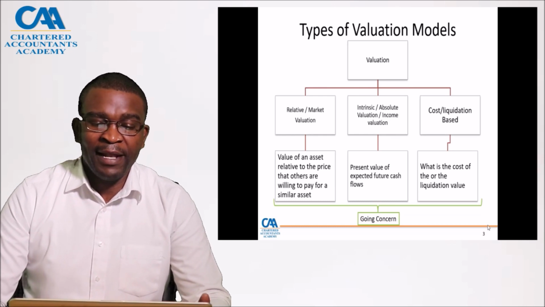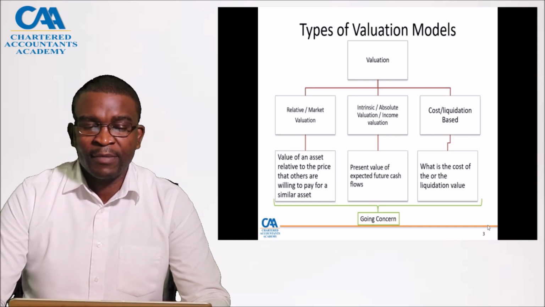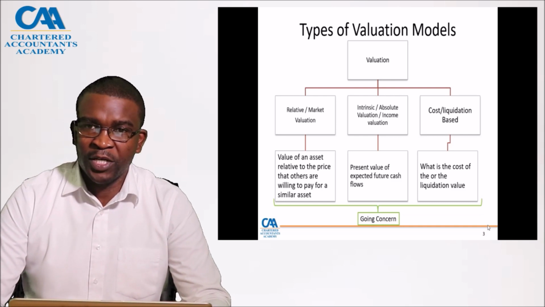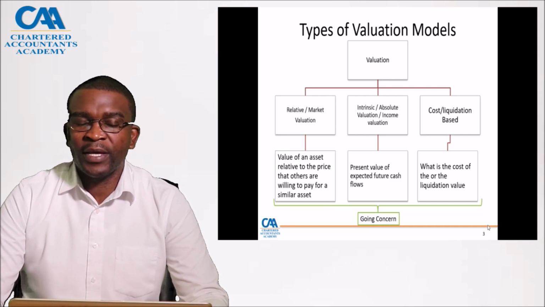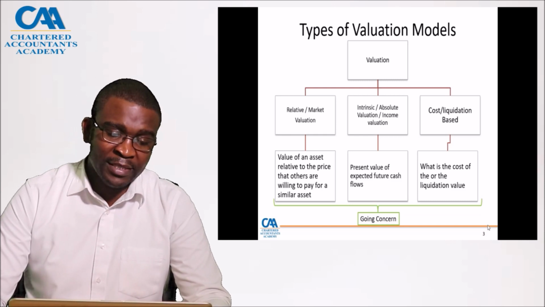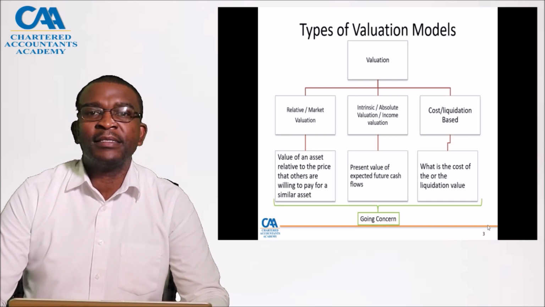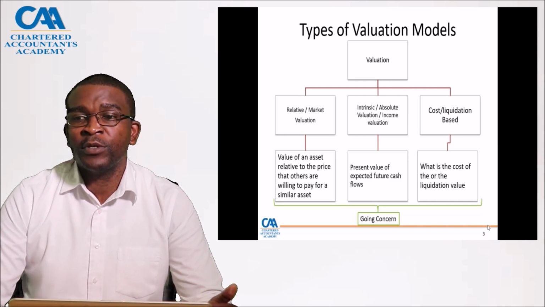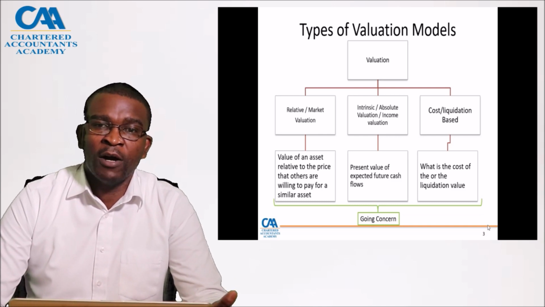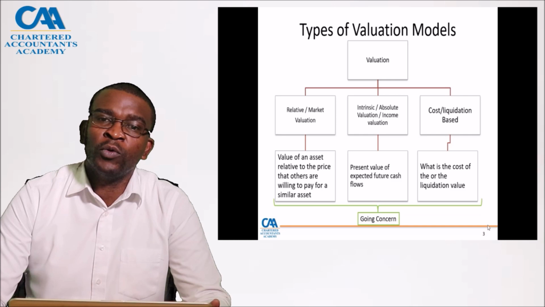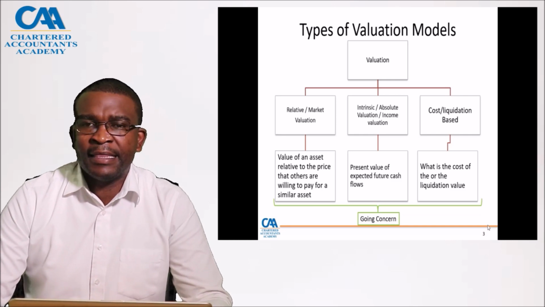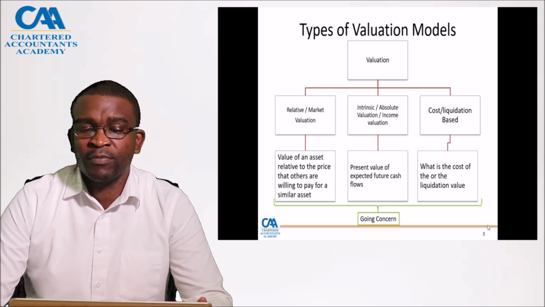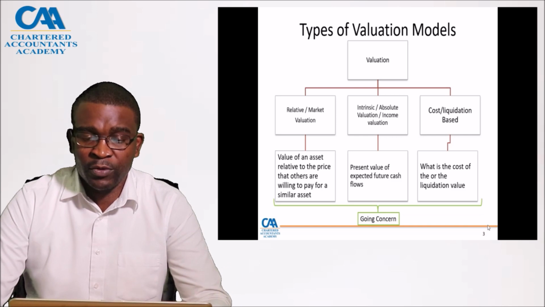So there are 3 types of valuation that we can do for a business. The first one is what we call a relative or a market valuation. Here you are valuing the asset, which is in this case the business, based on the prices that others are willing to pay for similar assets. This is a very common technique. If you want to value your house, one of the things that you can do is look at the price at which your neighbor sold his. That can give you a guide or the range in which you can price your own house. So this is relative market valuation, and we're going to look at those models.